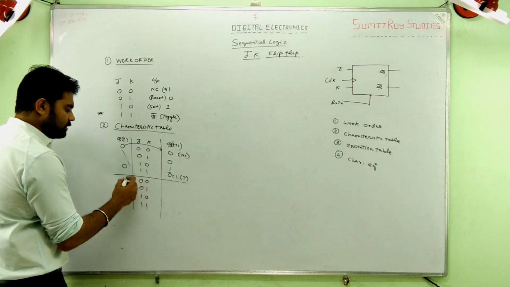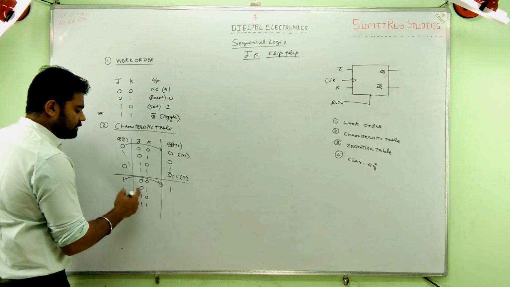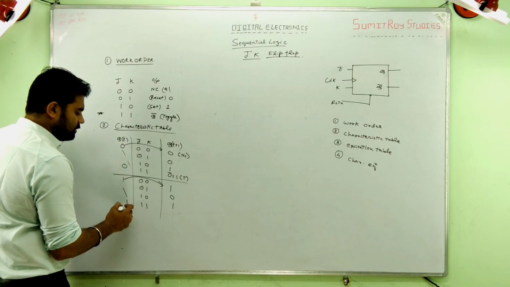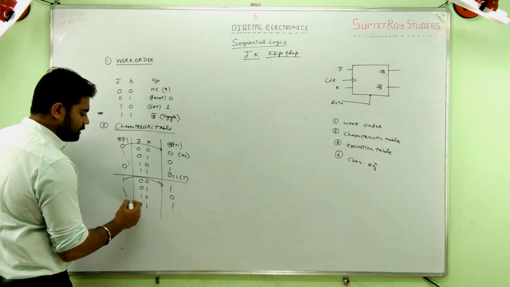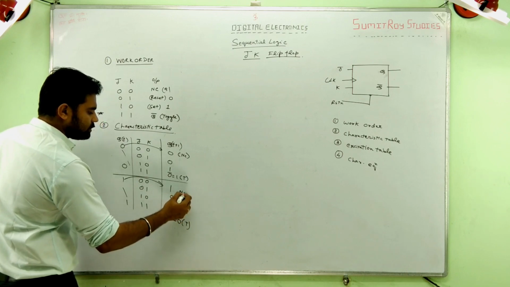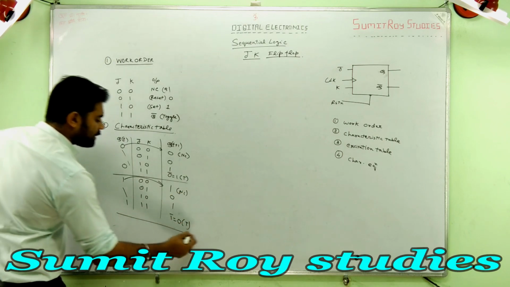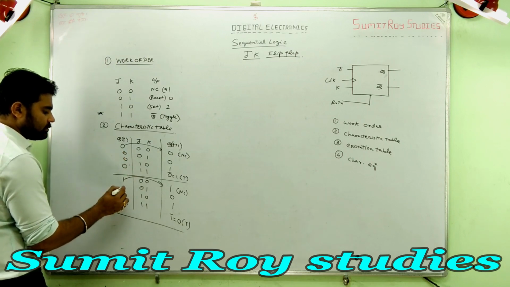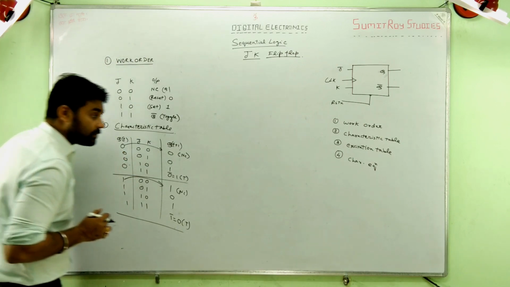Again, with 1, 0 0 is no change, carry forward. 0 1 gives 0, 1 0 gives 1, and 1 1 gives, it will be toggled, 1 bar, that is 0. This is toggle, this is no change. Now I'll write the zeros and ones. So this is the characteristic table.